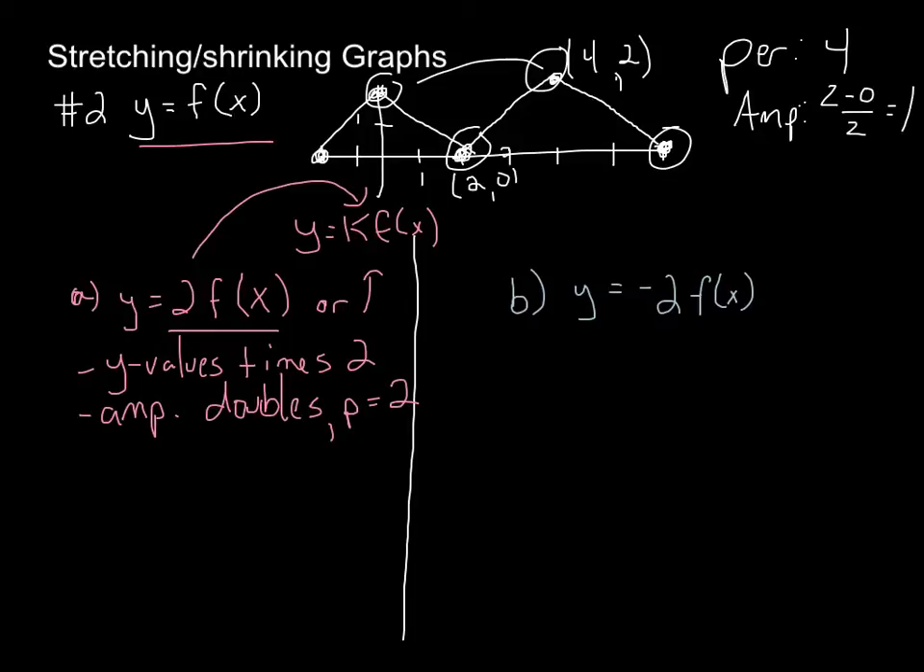Think about it like this. From middle to max is 1. So the amplitude's 1. That's its height from the middle to the max. Or you go to the min if you want, whatever floats your boat.